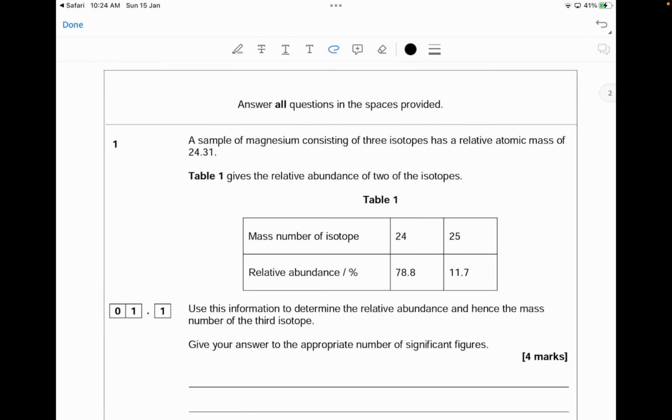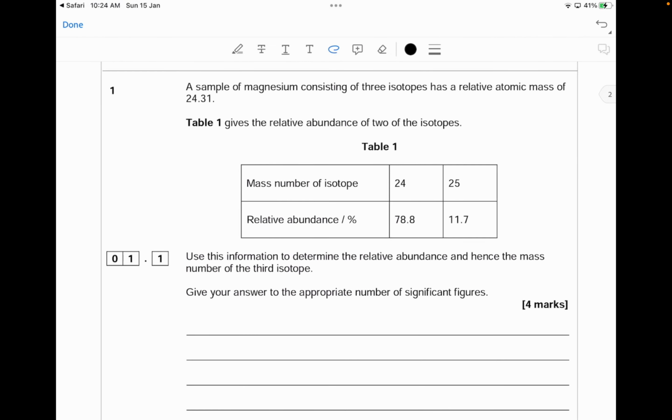So, question 1. A sample of magnesium consisting of 3 isotopes has a relative atomic mass of 24.31. Table 1 gives the relative abundance of 2 of the isotopes. So we can see the mass numbers in this case and the relative abundances. Question 1.1 states that we have to use this information to determine the relative abundance and hence the mass number of the third isotope, and you have to give your answer to the appropriate number of significant figures. So this is a 4-mark question.